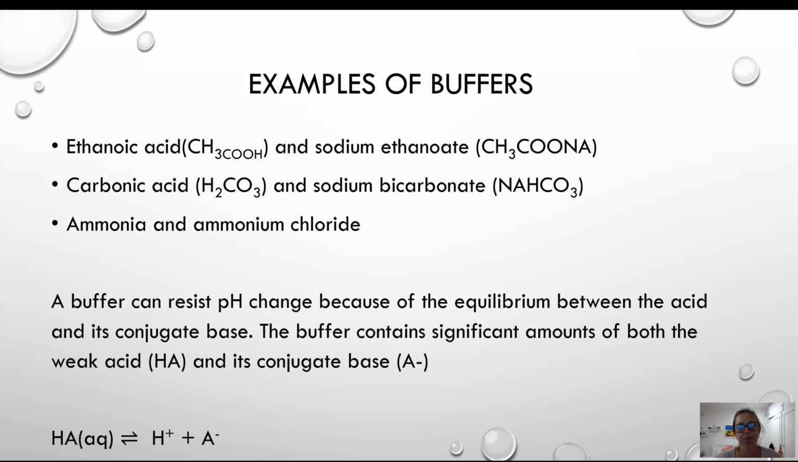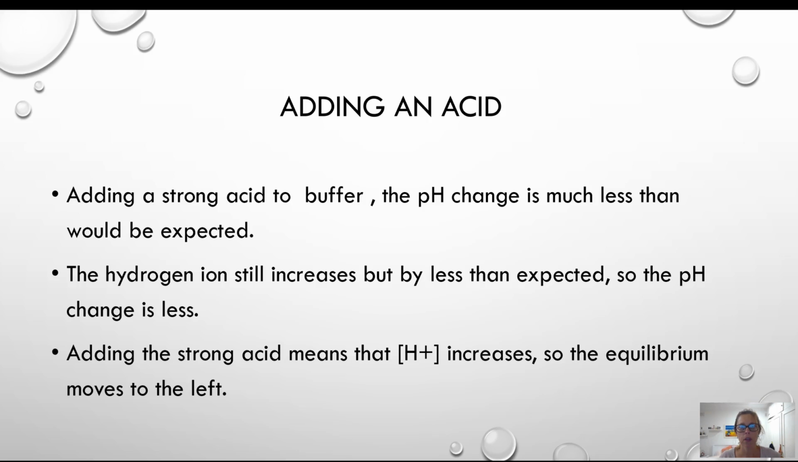as well as ammonia and ammonium chloride. Now, our buffer actually resists the change, and the reason that it does this is again due to equilibrium that keeps popping up, that equilibrium between the acid and its conjugate base. The buffer has both of these there, and significant amounts of each. So when I add a little bit of strong acid to that buffer, the pH changes much less than we would think. Many of you were saying, well, I'm adding acid, why hasn't it changed? Again, due to that buffering effect. The hydrogen ion is increasing, but less than what we would expect.